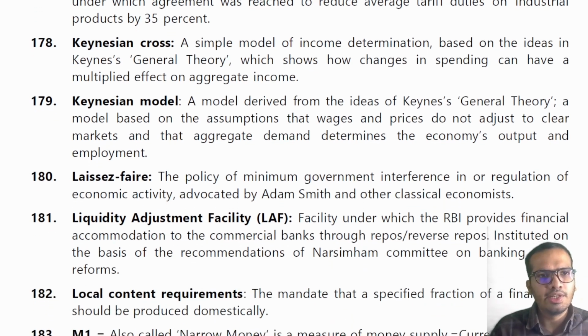Then comes number 178, Keynesian cross. A simple model of income determination based on the ideas in Keynes' General Theory, which shows how changes in spending can have a multiplier effect on aggregate income. Then comes Keynesian model, number 179. A model derived from the ideas of Keynes' General Theory, based on the assumption that wages and prices do not adjust to clear markets and that aggregate demand determines economic output and employment.